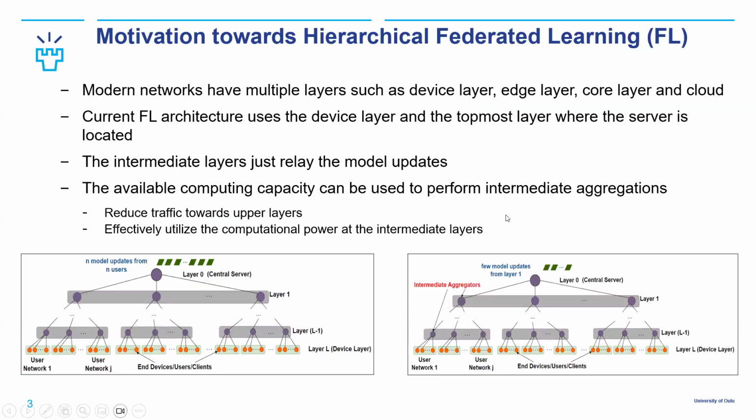In federated learning, the intermediate nodes, such as edge nodes or core nodes, do not perform any aggregation, they just relay the model updates towards the server. But in hierarchical federated learning, these nodes also perform model aggregations, reducing network traffic towards upper layers and effectively utilizing the computational power at intermediate layers.